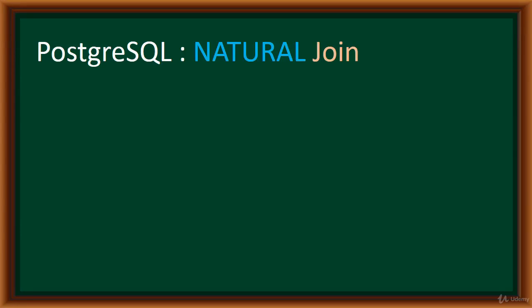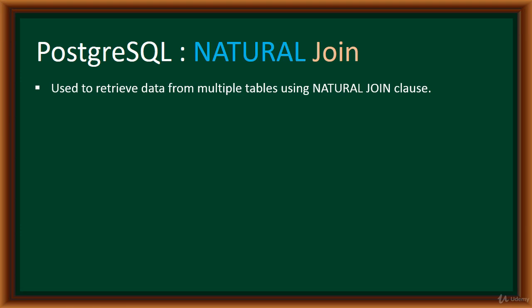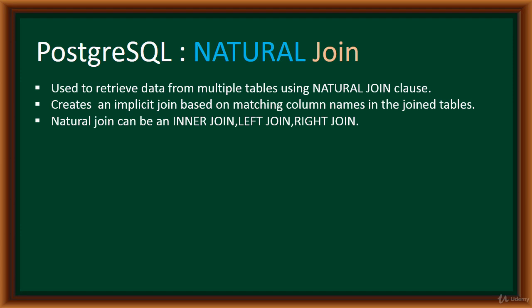In this lecture, you will learn how to use the Postgres natural join to query data from two or more tables. A natural join is a join that creates an implicit join based on the same or matching column names in a joined table. Natural join can also be an inner join, left join, or a right join.